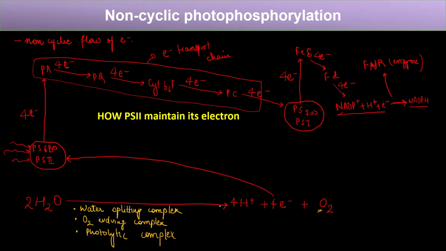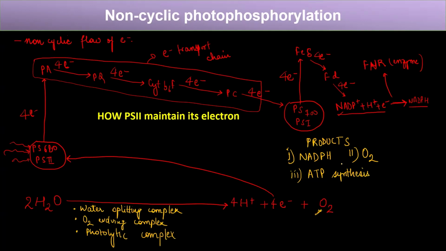Now we understood how the electron is maintained for PS2. The second thing is, what are the products that are formed here? The first product is NADPH. The second product that we can clearly see is the oxygen molecule. And the third product, which is not shown here but we will see in an upcoming slide, is ATP production. As the electron moves, it leads to certain changes that lead to ATP synthesis.